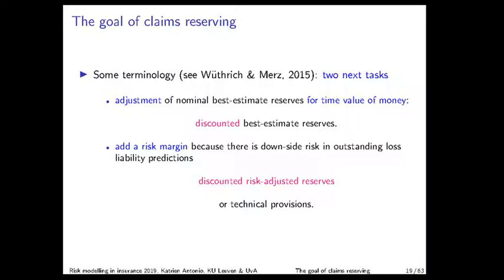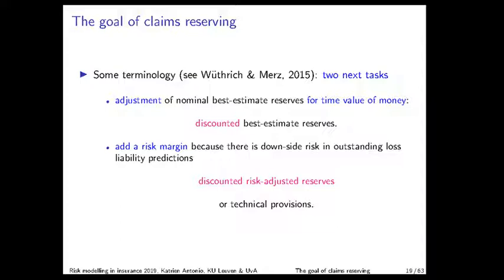So two things to keep in mind: the calculation of discounted best estimate reserves, and the calculation of a so-called risk margin, which will then lead you, in combination with the best estimate, to the so-called technical provision.